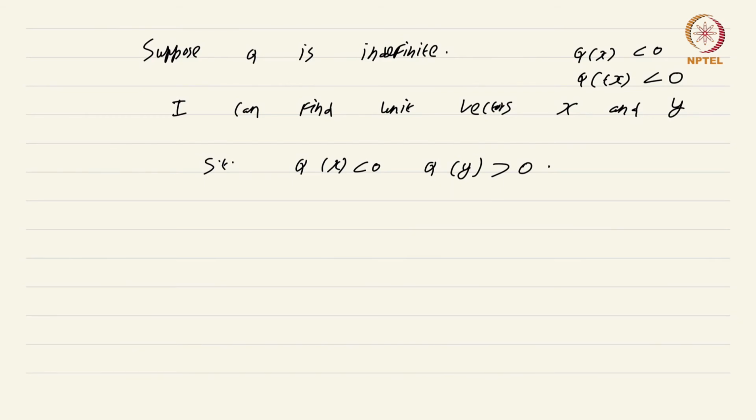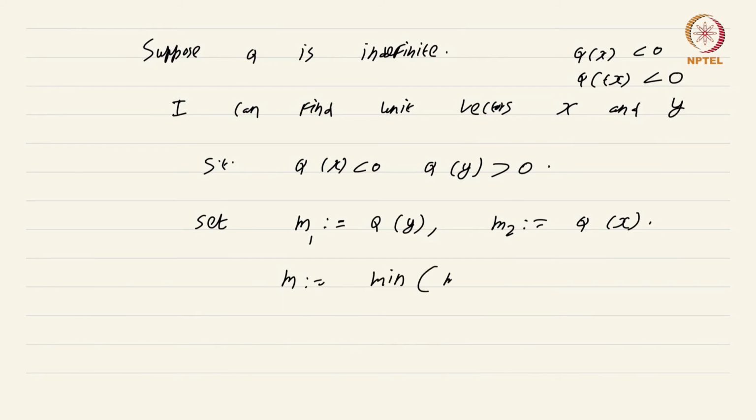Okay. Now what you do is just set m1 to be Q of y and m2 to be Q of x. Okay, and set m to be the minimum of these two values, m1 comma minus m2, set it to be the minimum of m1 and minus m2.